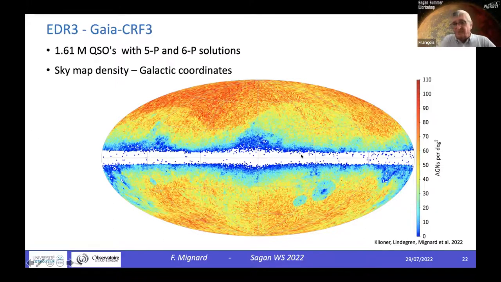The few sources inside the galactic plane are VLBI sources, for which we have been able to be sure they are quasars, and they have been retained. In the future, obviously, we hope to increase the density and the coverage within the galactic plane, but it's very difficult because there are so many stars, it's difficult to recognize quasars.